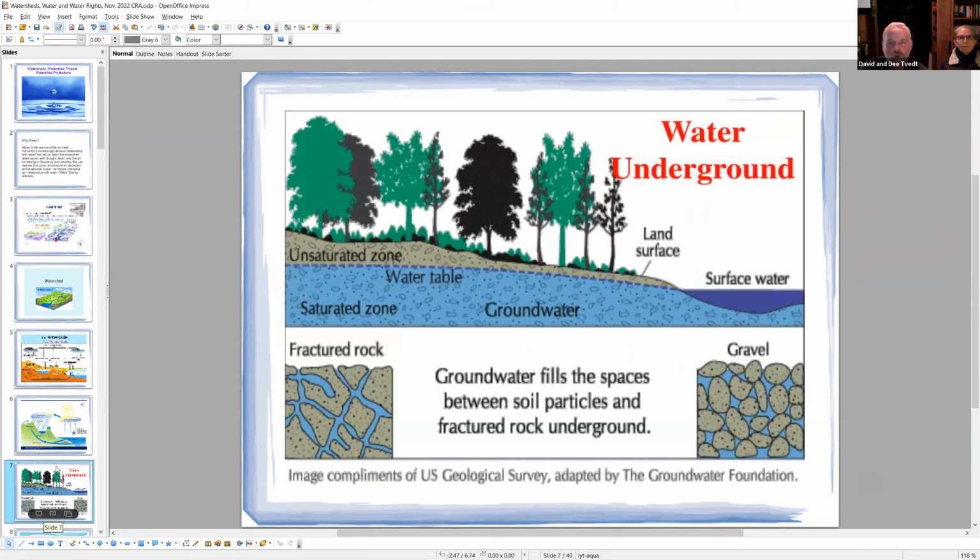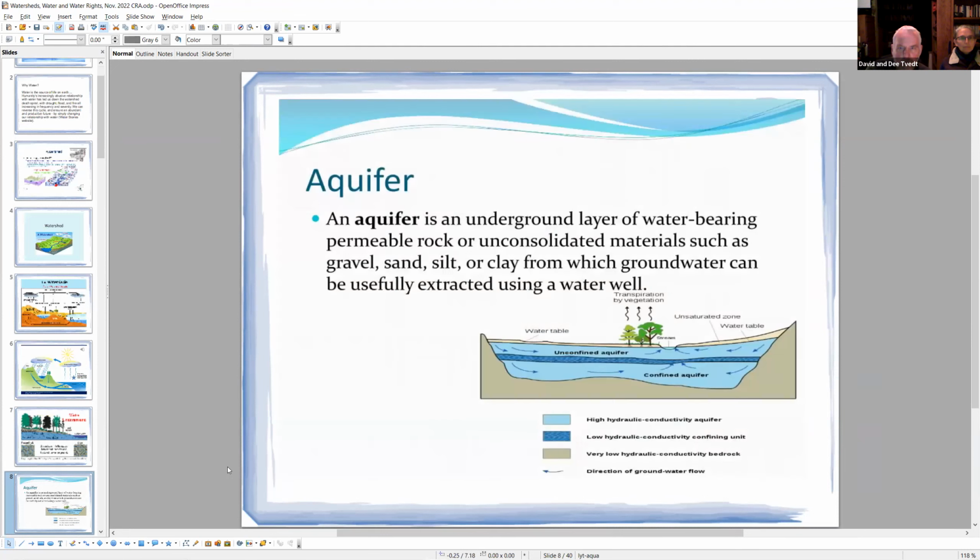So a little bit of water underground fills fractured rock, gravel, soils, and this is the water table right here, and water will flow to areas where, if the water table is high enough, you'll get surface water on land that's not in the oceans.